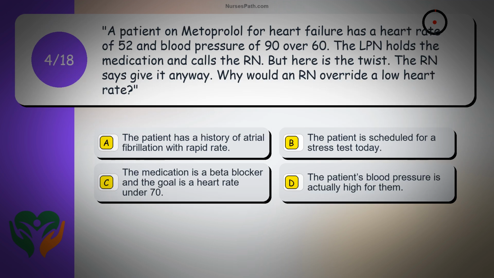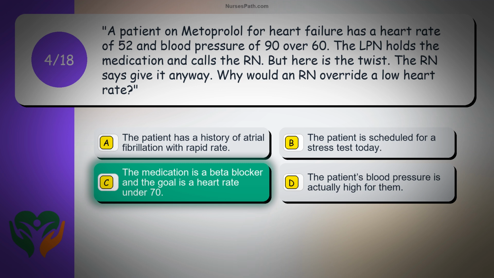Question 4. A patient on metoprolol for heart failure has a heart rate of 52 and blood pressure of 90/60. The LPN holds the medication and calls the RN. But here is the twist. The RN says give it anyway. Why would an RN override a low heart rate? Option A. The patient has a history of atrial fibrillation with rapid rate. Option B. The patient is scheduled for a stress test today. Option C. The medication is a beta blocker and the goal is a heart rate under 70. Option D. The patient's blood pressure is actually high for them.